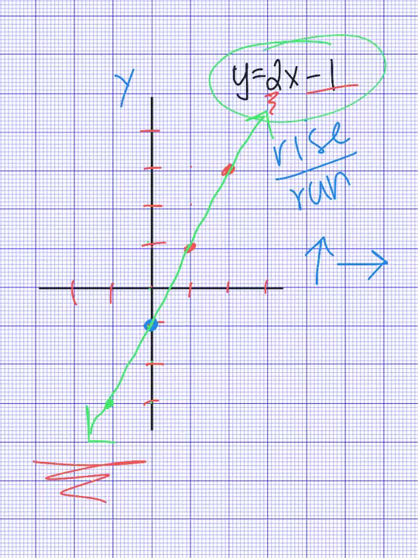Let's try one more. Let's say we were going to graph y equals negative 1/2 x plus 2. So our y-intercept here is this positive 2. You want to find positive 2 on the y-axis. So if this is 1, this right here is going to be positive 2.